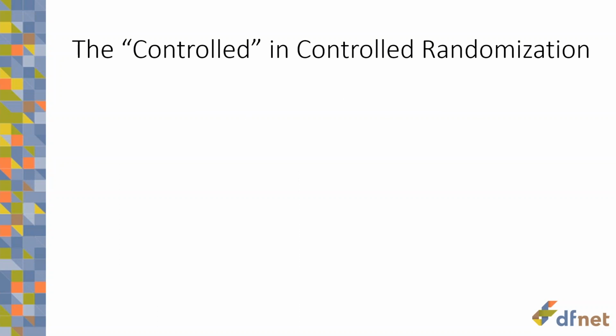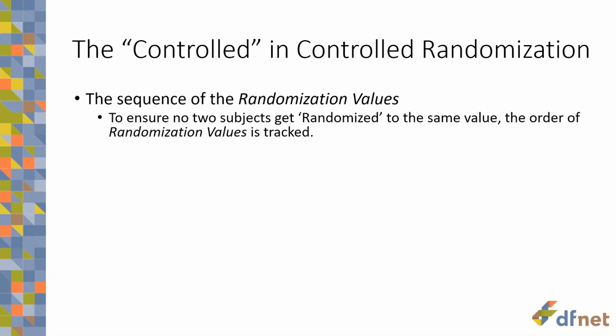The controlled aspect in controlled randomization is the sequence of randomization values. And when you're looking through a database, we know which order these will be given out, so we know that the 5th person will be given a specific value. We know the 6th person will be given another predefined specific value. This ensures that no two people get randomized to the same value. It's not purely random, and we know and can track in which order they get handed out, and the pharmacist can ensure that everything is still going in the order that is expected.